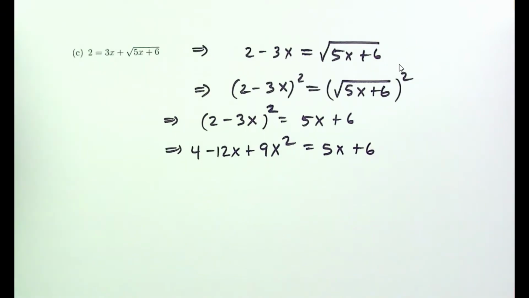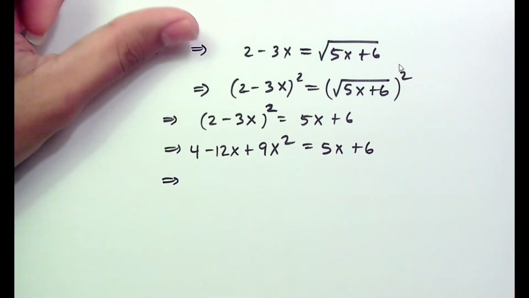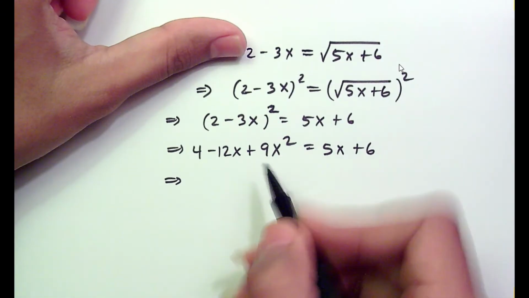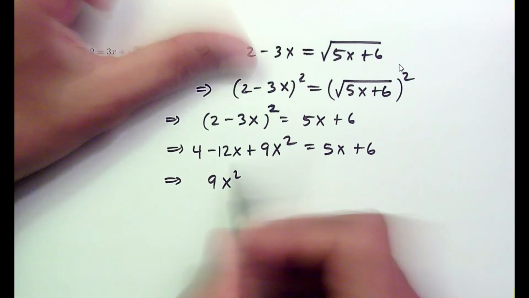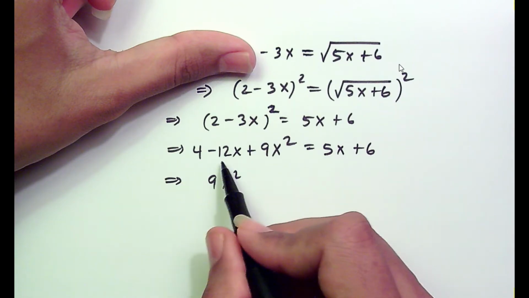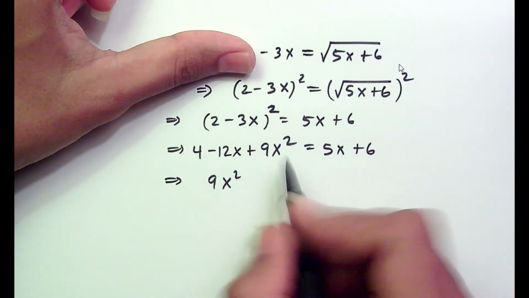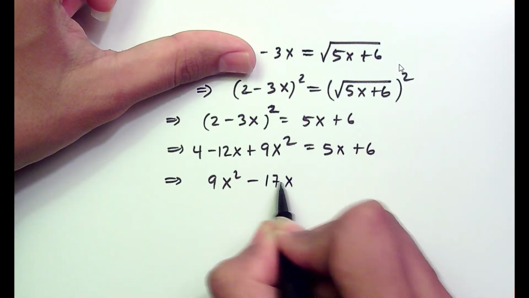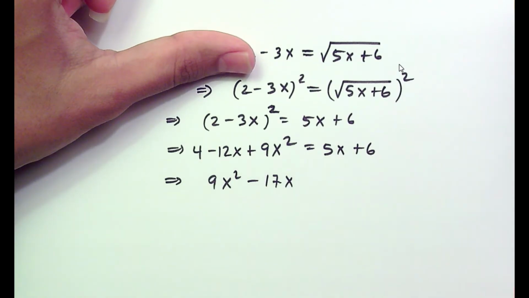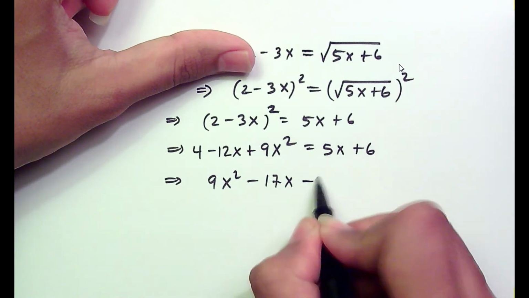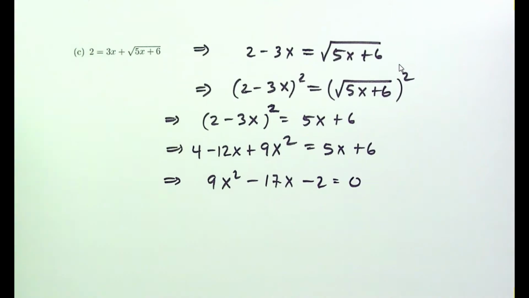Now we got a quadratic, which we need to solve. Move everything to one side and put it in order. So we're going to have 9x squared, and then negative 12x minus 5x would be negative 17x. And then positive 4 minus 6. That would be minus 2.